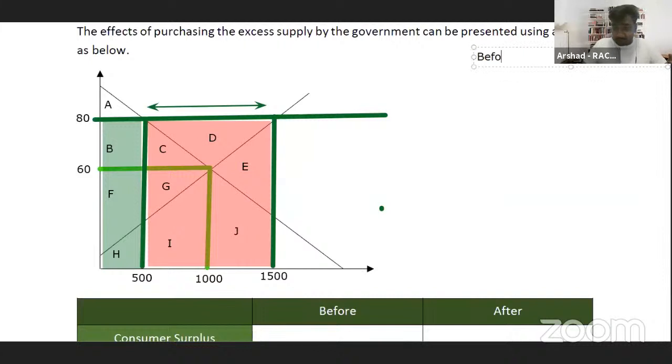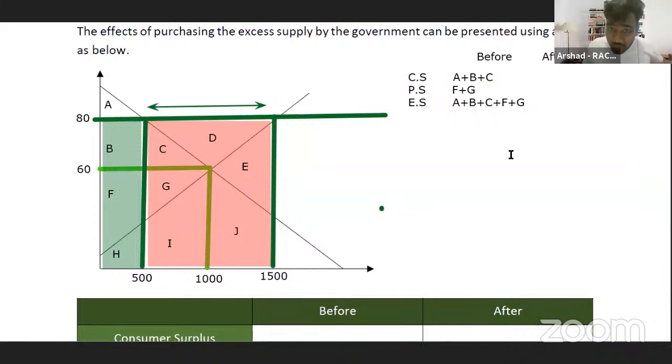Before and after. How much is consumer surplus before? Tell me the letters, guys. Simple. A, B, and C. Producer surplus before: F and G. Economic surplus before: A, B, C, F and G. All of this we know.